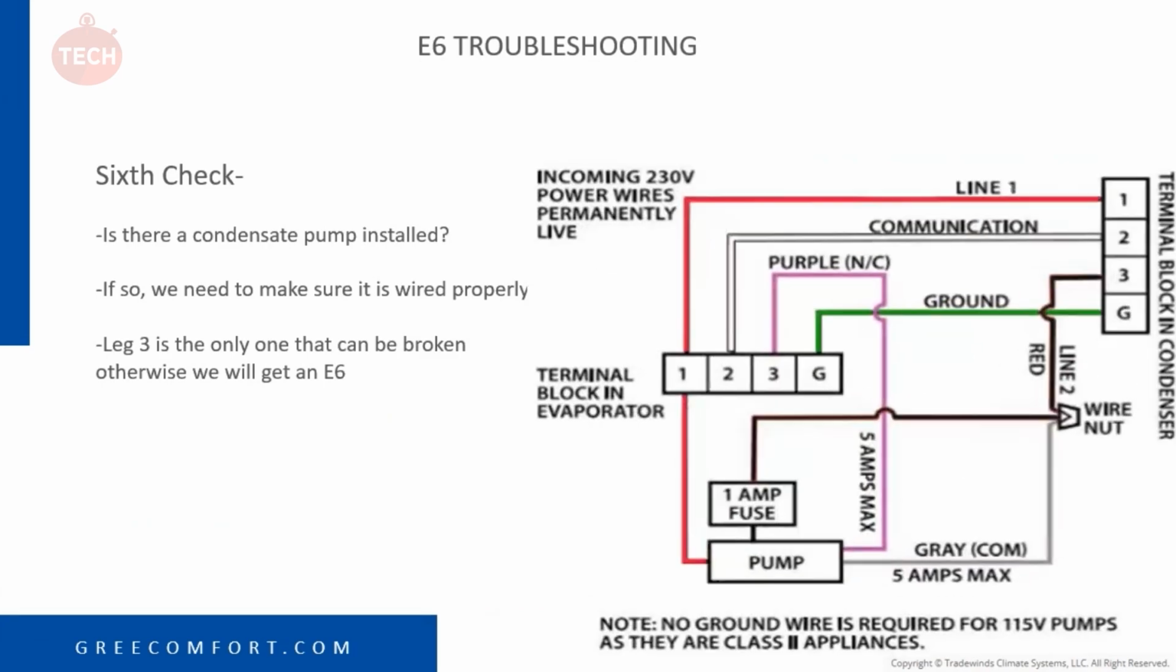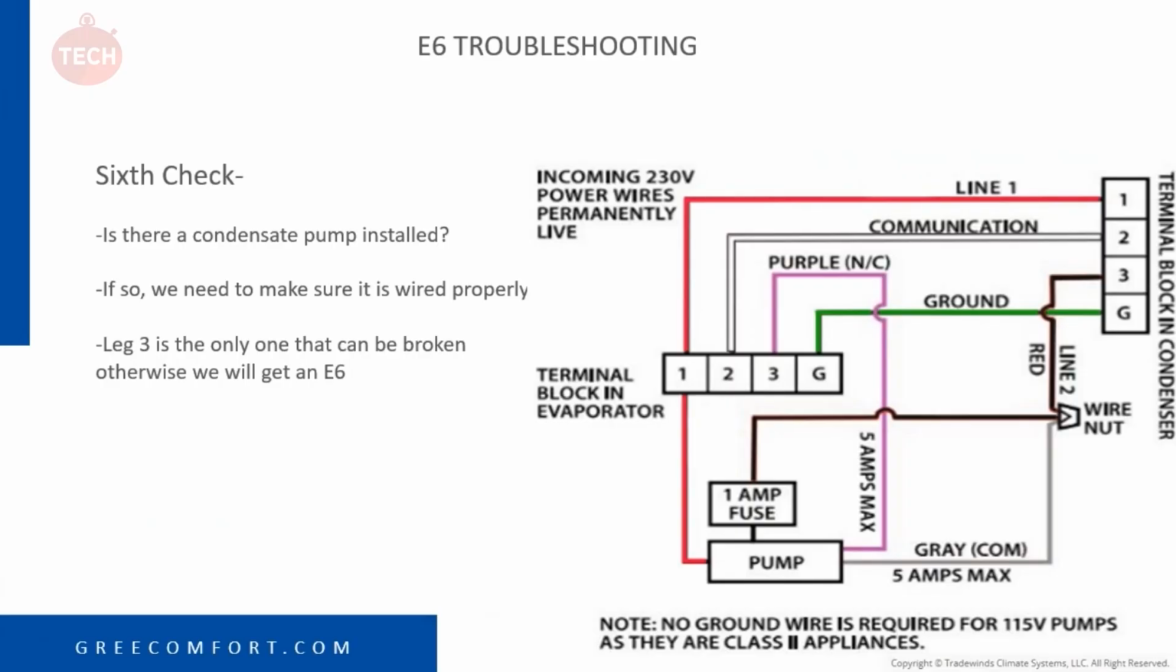The sixth check here: was there a condensate pump installed? So if there was, we need to make sure that it was wired properly. Leg 3 is the only wire that can be broken, otherwise we can get an E6. So on this picture here, we have a wiring diagram of how to properly wire a mini pump. We can also send that out, that's found on our website. In this picture here with the purple wire through the pump, we're breaking leg number 3 through the pump. That will shut down the unit without generating a code. Like I say, if you splice, break any other wire, we're going to get an E6 code.